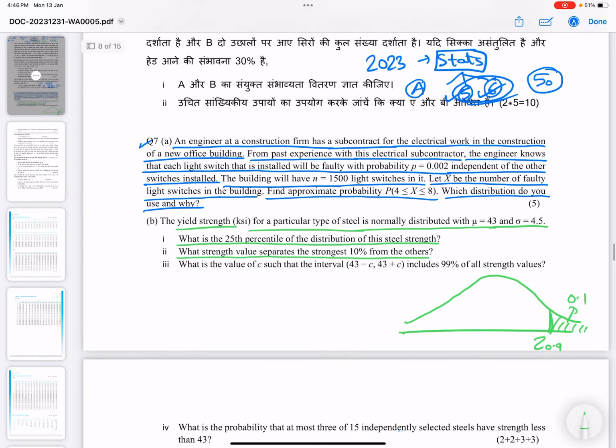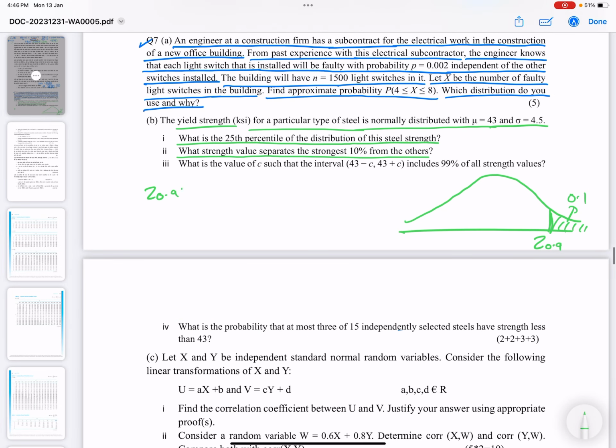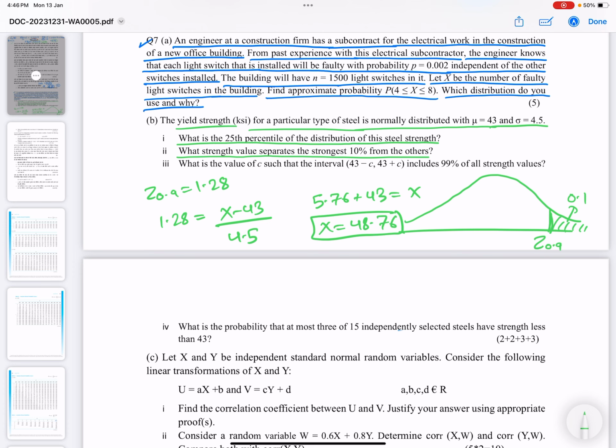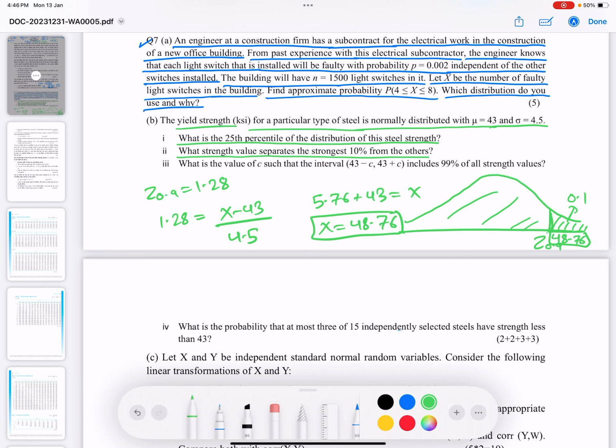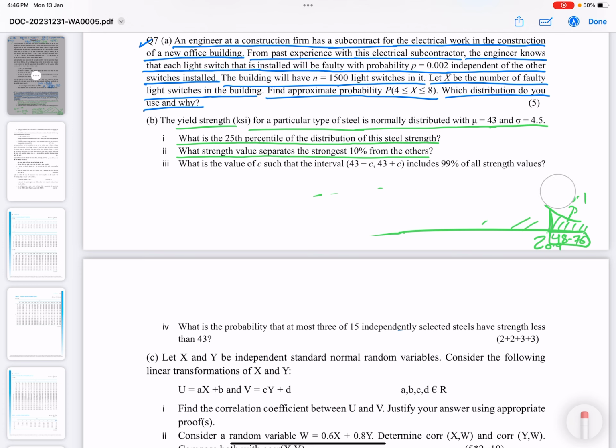Okay, so what we have is z 0.9 equals 1.28, which means 1.28 equals x minus 43 upon 4.5. So 4.5 into 1.28 is coming out to be 5.76, plus 43 equals x. So x is coming out to be 48.76. So when x is 48.76, this would mean 90% of the values lie below this. Okay. Now moving to the next part.